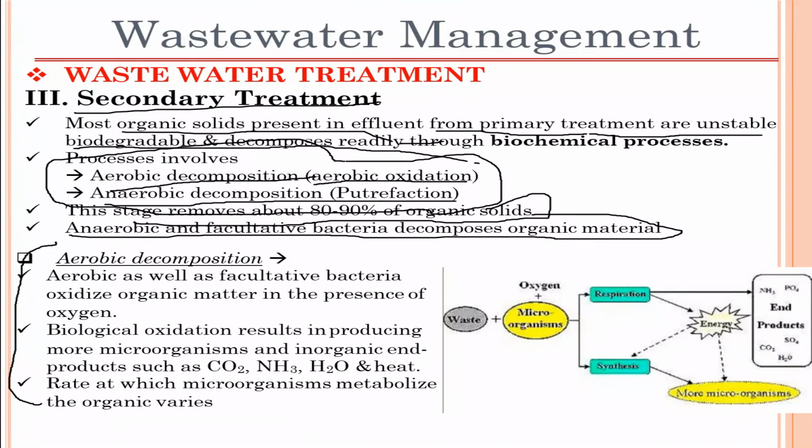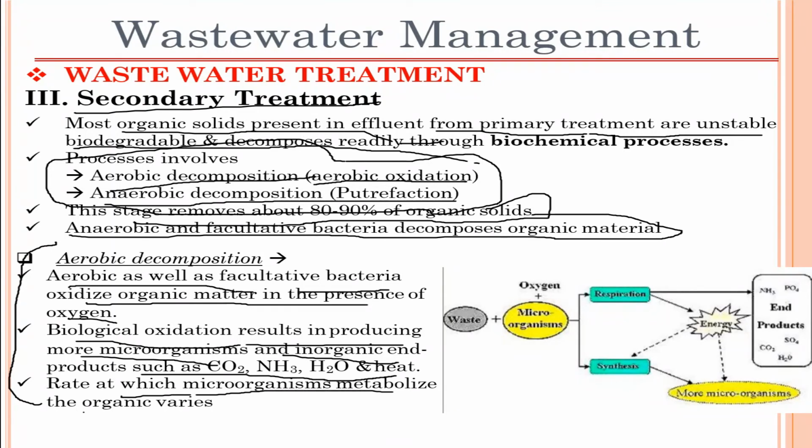So talking about aerobic decomposition, aerobic as well as facultative bacteria oxidize organic matter in the presence of oxygen. Alright, and biological oxidation results in producing more microorganisms and inorganic end products such as CO2, ammonia, water, and heat. And the rate at which microorganisms metabolize the organic products varies. Alright, so it depends on the oxygen content and the environmental conditions provided to them. So this is the aerobic decomposition.